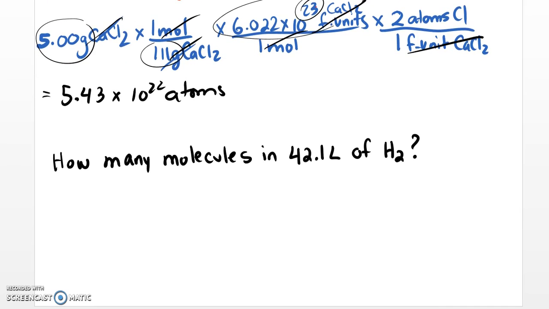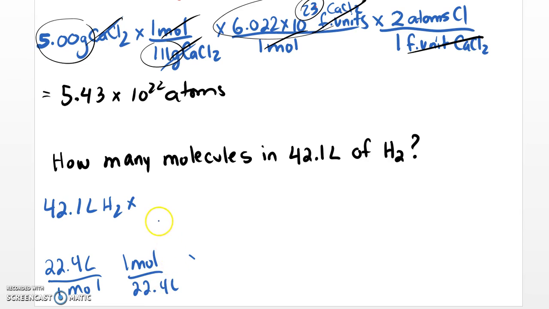And one more question here. How many molecules in 42.1 liters of hydrogen? So we're given 42.1 liters of hydrogen. Now think, what conversion factor had liters in it? It was 22.4 liters in 1 mole. Which one am I going to use? Am I going to use that one or this one?